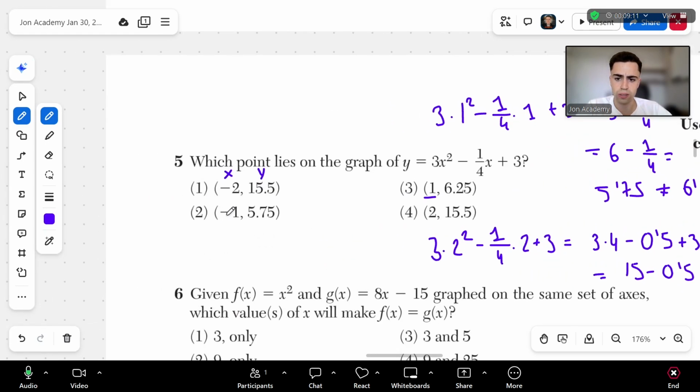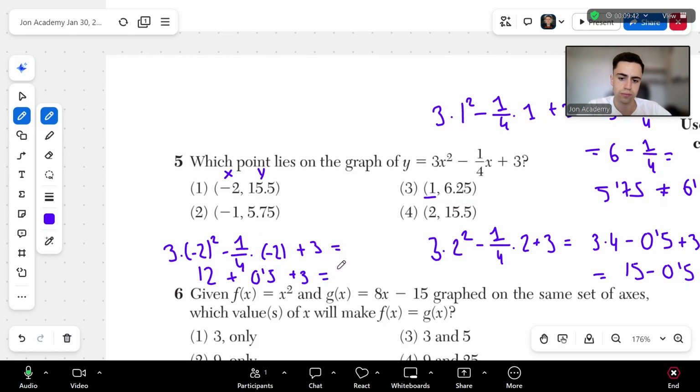Let's go with the first one, minus 2 now. So 3 times minus 2 squared. And then we have minus 1/4 times minus 2 plus 3. So this is gonna be 4 times 3, that's gonna be 12. This is gonna be plus 0.5 and plus 3. So this one ended up being 15.5. It ended up being the first one, number 1.